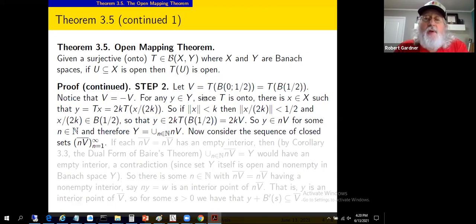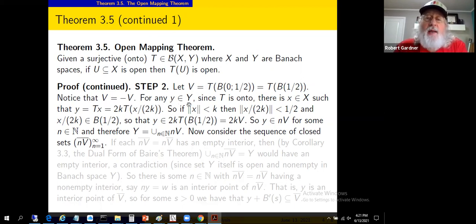So step 2, let V be the transformation applied to a ball of center 0 and radius a half. It's T of B of a half for some reason. So not very inspired, but there's the construction. V is the same as negative V. If you take a ball centered at the origin of all vectors of norm less than a half, you multiply all those vectors by -1, you get the same collection of vectors. You still get the same ball since it's centered at 0. So V equals negative V, an observation we'll need.